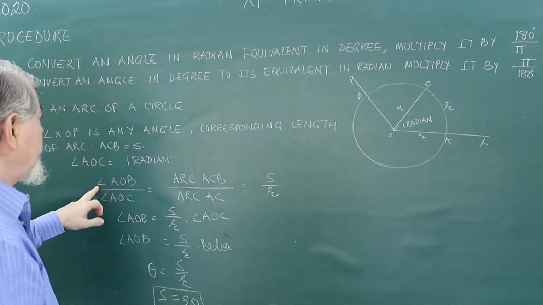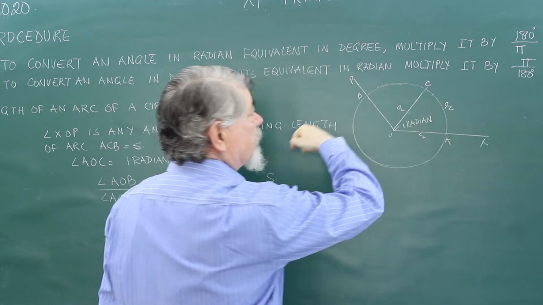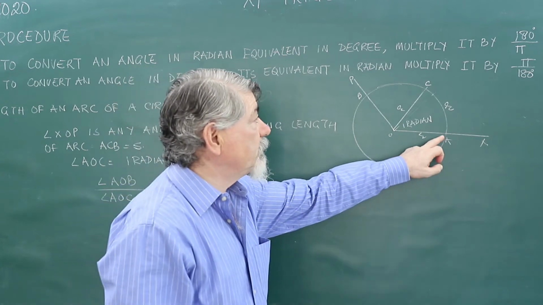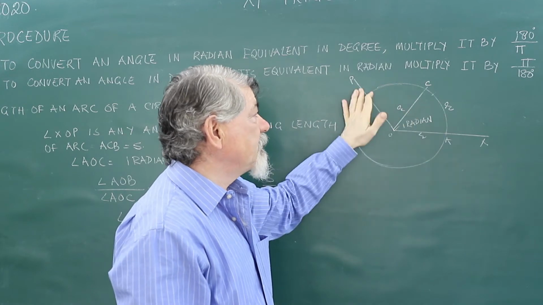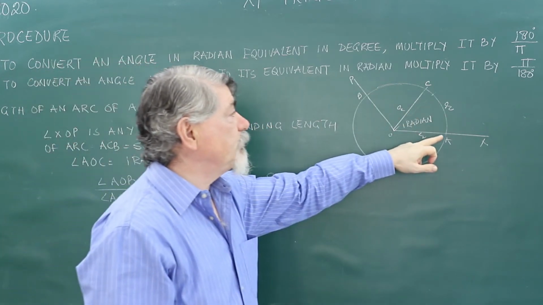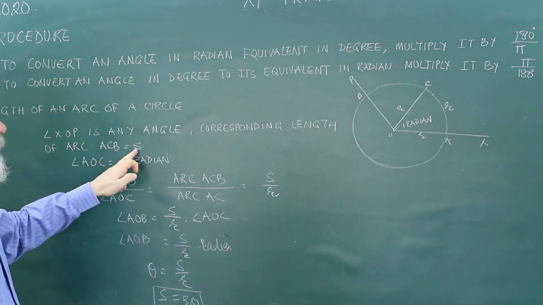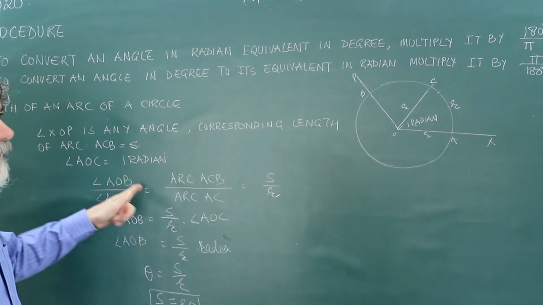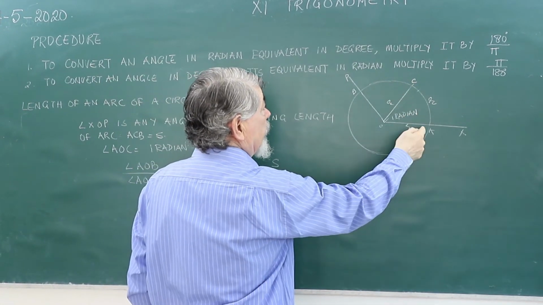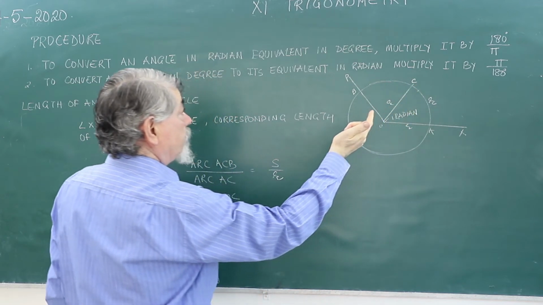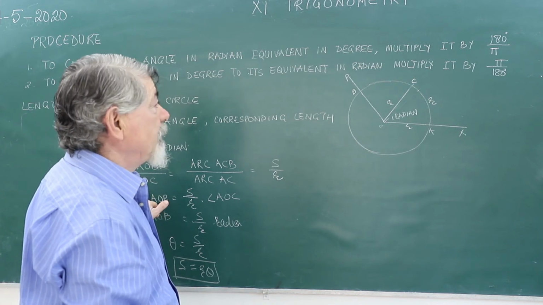So we are saying that is 1 radian, and we want the length of the bigger arc ACB. We have to find that. Suppose the length of the arc ACB is S, and angle AOC is 1 radian. Now we will compare these two angles: angle AOB upon angle AOC.